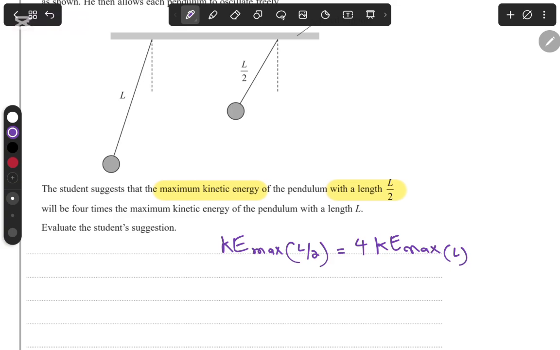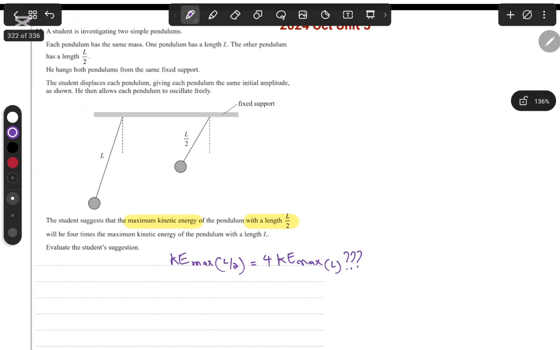So basically, it would look something like this. The kinetic energy at maximum of the pendulum with the length L by 2 will be 4 times the maximum kinetic energy of the pendulum with length L. So we have to verify if this is true or if this is not true. So we put a question mark next to it. Okay? So I have to get the question.